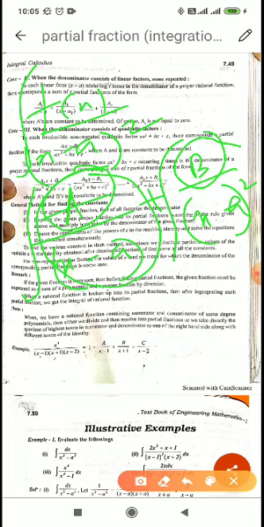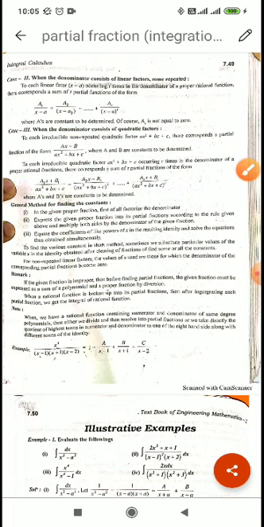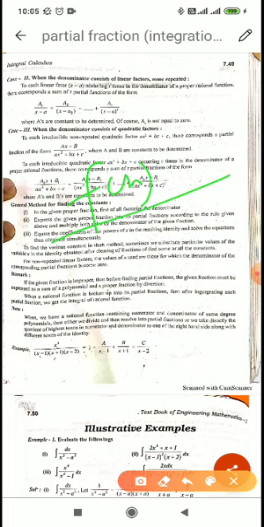This is the second, type 2. Then we can go for the type 3. What is the type 3? Suppose a function f of x is given, where the denominator is in the form of x square plus 1 into x square plus 3. So we cannot factorize this into linear factors.